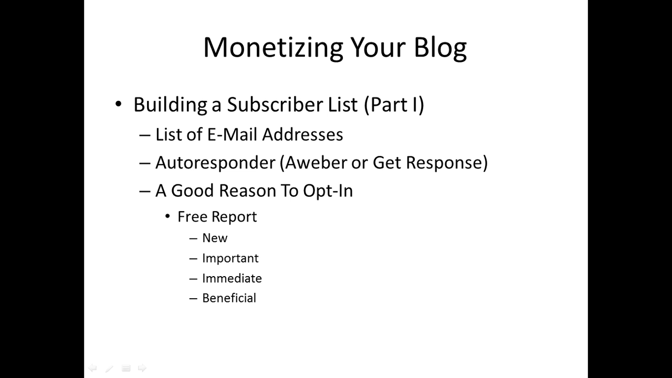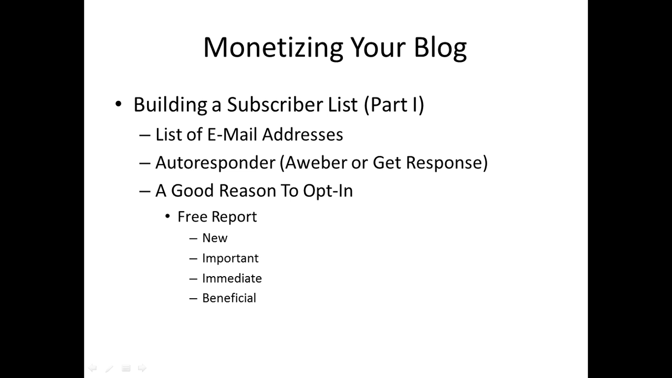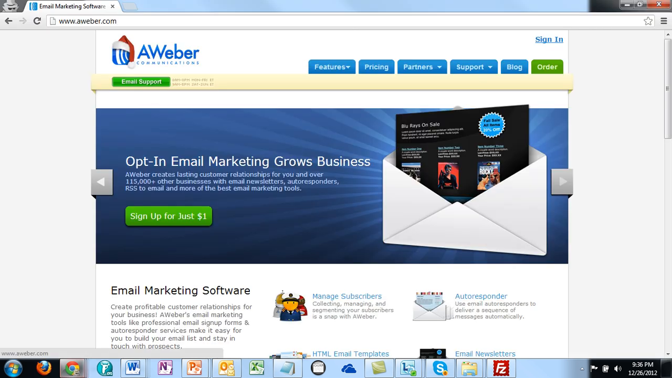So what are you going to need in order to build your subscriber list? Well, you're going to first need an autoresponder. And one of the ways that you can do that, and I'll show you this here in a minute, we'll just slide this right over to the screen here. The name of the site is called aweber.com, and you may have already heard of it. aweber.com is a website where you can create an autoresponder message.